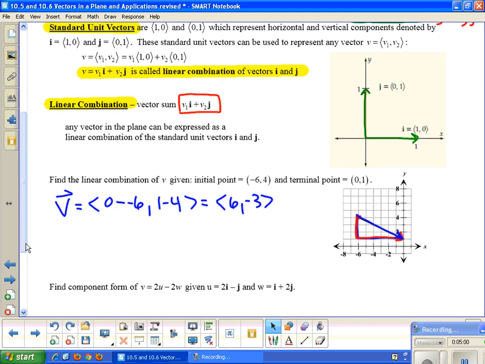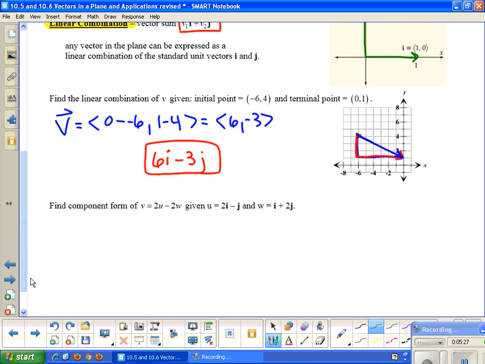So to get to the terminal point, we had to go down and then to the right 6. So this is my component form, but I want to write this as a linear combination. So as a linear combination, it would just be 6i plus, or actually minus, because it's negative 3, so minus 3j. So that would be written in linear combination form. Again, it's just the same thing we've been doing, just a different form.